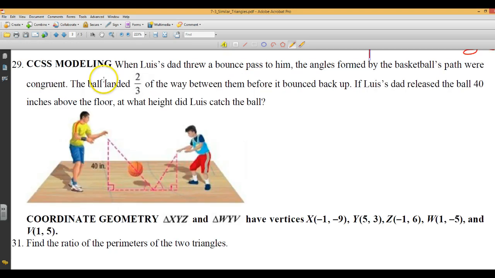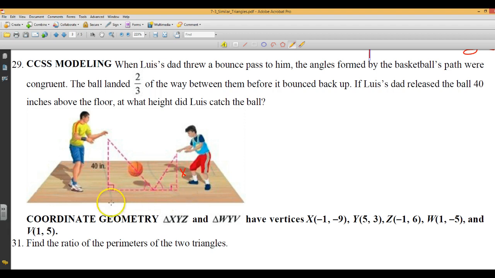On 29, when Luis's dad threw a bounce pass to him, the angles formed by the basketball's path were congruent. The ball landed 2/3 of the way between them before it bounced back up. If Luis's dad released the ball 40 inches above the floor, at what height did Luis catch the ball? So we can call that x. And we know that these two triangles are similar by angle because we have two corresponding angles congruent. So if the ball landed 2/3 of the way between them before it bounces back up, if this is 2/3, this would be 1/3, and so the length really doesn't matter.